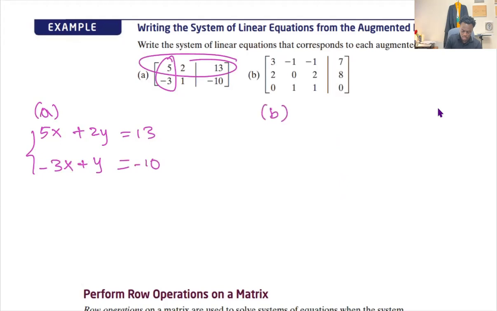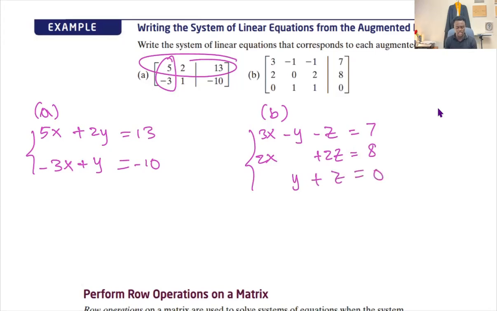And B, the system of 3 variables: 3x minus y minus z equals 7, 2x, no y, skip it, plus 2z equals 8, and then no x, so that's going to be y plus z equals 0. So that's the system from the augmented matrix in B.